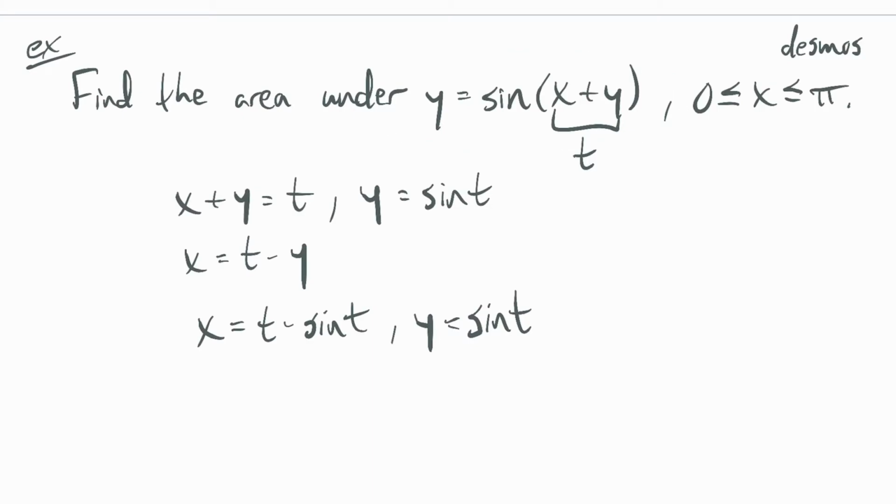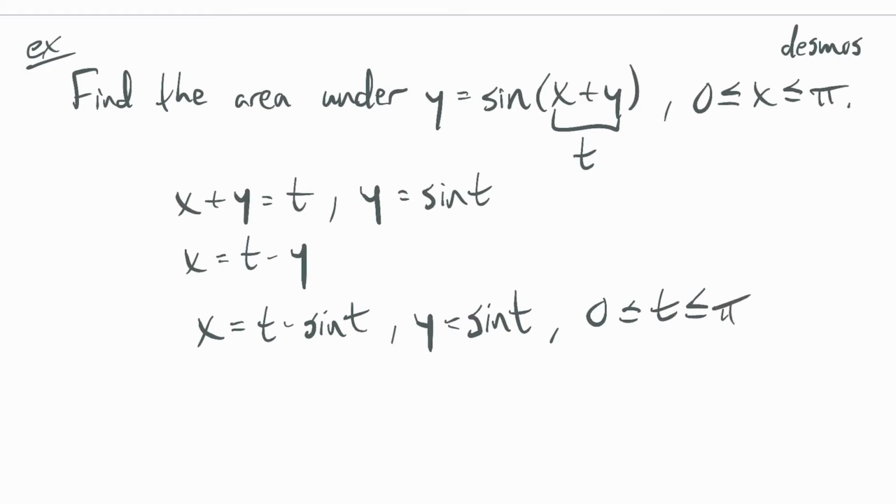Now, what interval should we use? Well, x goes from 0 to pi, right? If you think about it, what would you put in here to get 0? Well, if you plug in 0, you get 0 minus sine of 0, which is 0. What would you plug in to get pi? Well, if you plug in pi, you'd have pi minus sine of pi, and sine of pi is 0. So you'd have pi minus 0, so you get pi. So we're going to let t go from 0 to pi. So we do have the same interval.